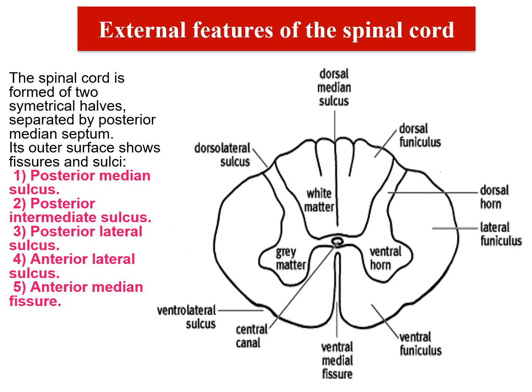What about the external features of the spinal cord? The spinal cord is formed of 2 symmetrical halves. Look at this diagram, please. On the right side, we can see the spinal cord. It is formed of 2 halves which are symmetrical to each other, separated by the posterior median septum, present posteriorly, or dorsal median sulcus, and its outer surface shows fissures and sulci. You must know the names of these fissures and sulci.